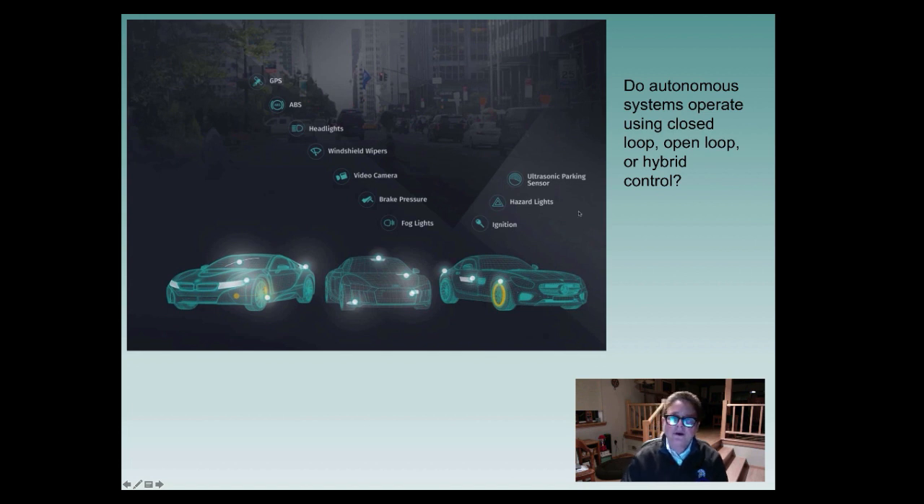So the question I have is, do autonomous systems operate using closed loop, open loop, or hybrid control? Well, how do you think that autonomous driving vehicles operate?